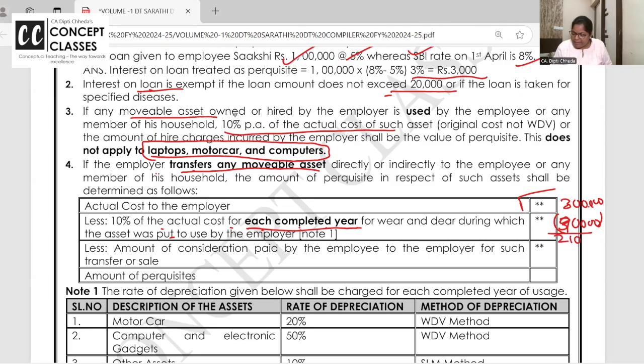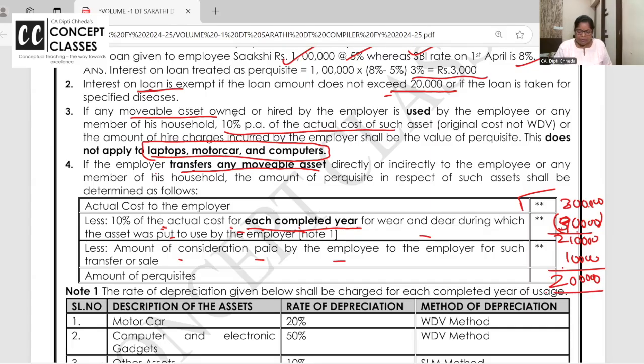So the day I, the company, purchased it for 3 lakh, the company has used it for 3 years. 90,000, 10% depreciation. Now the day I gave it to the employee, what's the value? 210. From the employee, I have charged 10,000. Amount of consideration, do it logically. Don't memorize any format. Even in capital gain, we have done like this only.